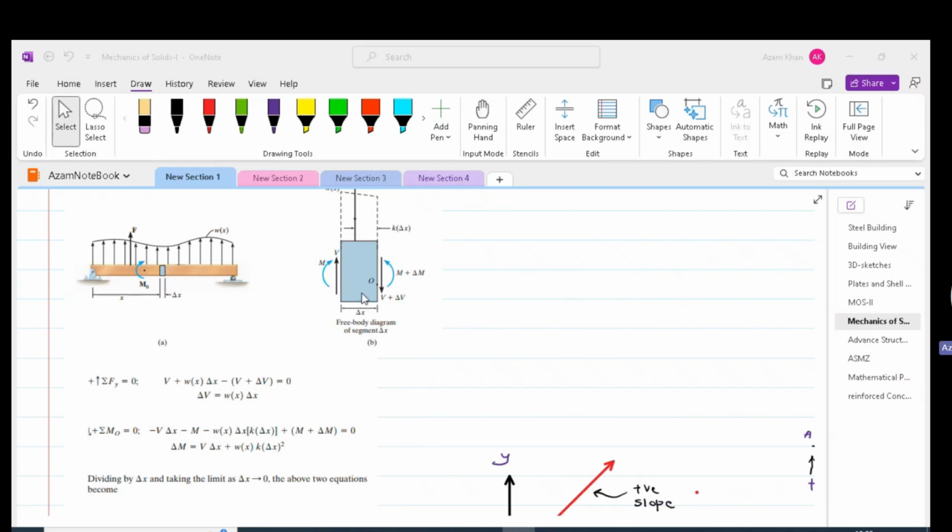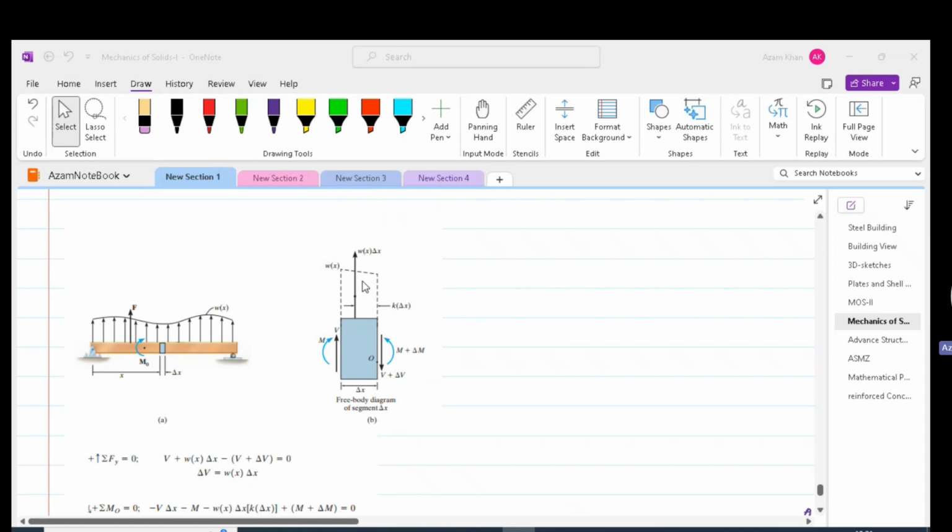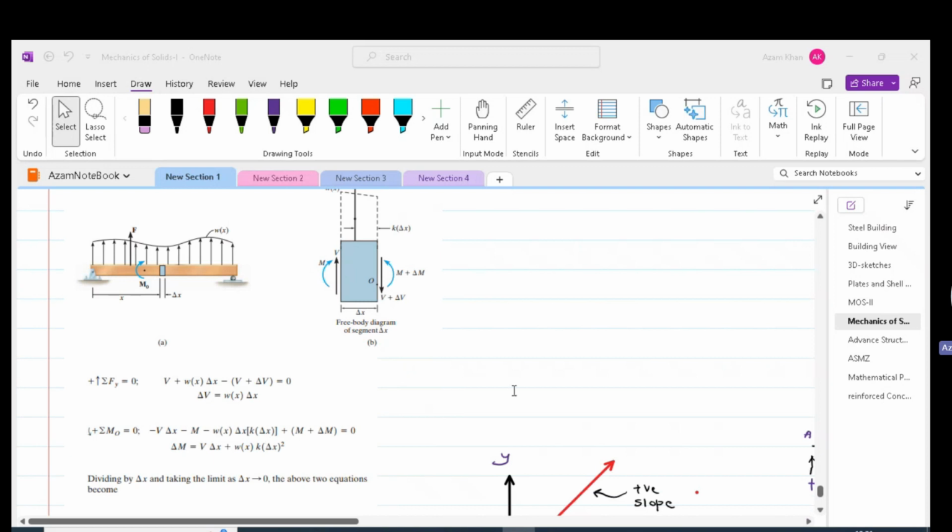Now taking moment about point O, we get minus V times delta x. So V times delta x causes clockwise rotation, minus M, which is again clockwise, so negative, minus W of x times delta x, which is the load. W of x times delta x is the load magnitude, times a distance. The K factor is applied to adjust the magnitude of this varying load. Since this is a non-uniformly varying load, a K factor has been applied to adjust the magnitude. K is not very relevant to us.